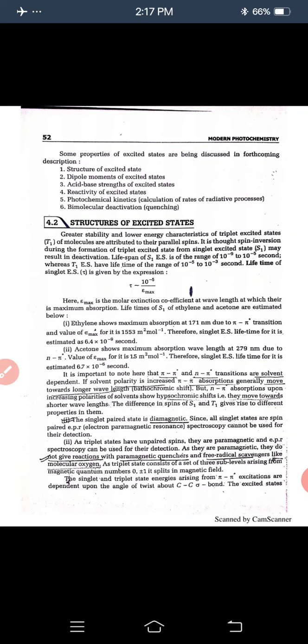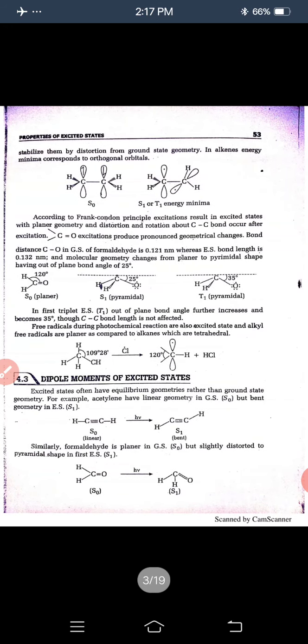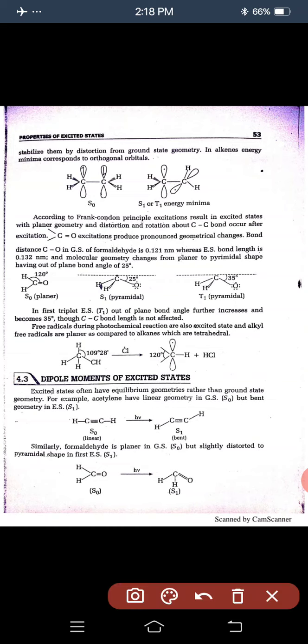The singlet and triplet state energies arising from pi to pi star excitation depend upon the angle of twist about the C-C sigma bond. The excited states stabilize by distortion from ground state geometry. In alkene, the energy minimum corresponds to orthogonal orbitals. This is the S1 and this is the T1. Here you can see that they both are the same in direction, but one is this and one is this, a positive direction, that is the T1. S1 is the same direction, and T1 is the opposite direction.